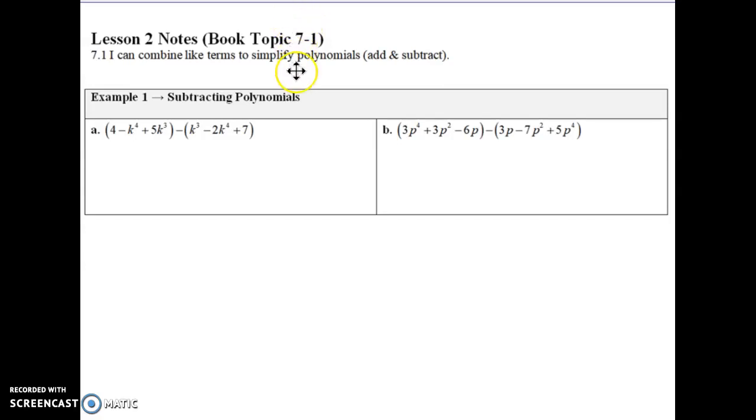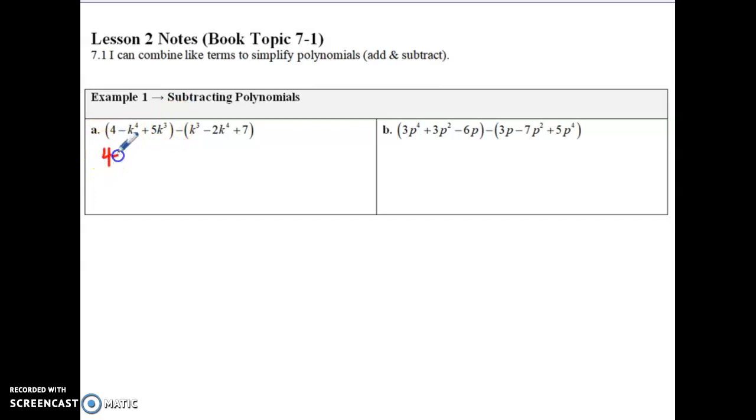Okay, today we're going to continue on with lesson 2 and talk about subtracting polynomial expressions. This is very similar to adding. The only difference is you have to be careful with your sign. So notice how I rewrite this. And I only have to do this if there's a minus sign in between my parentheses. I don't have to do it if there's an addition sign.